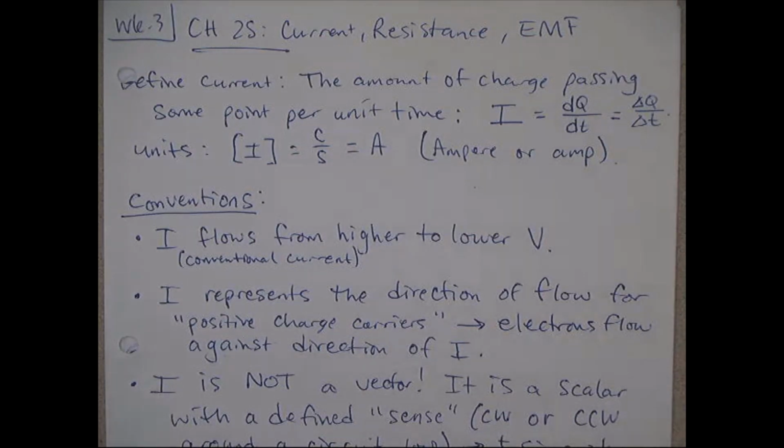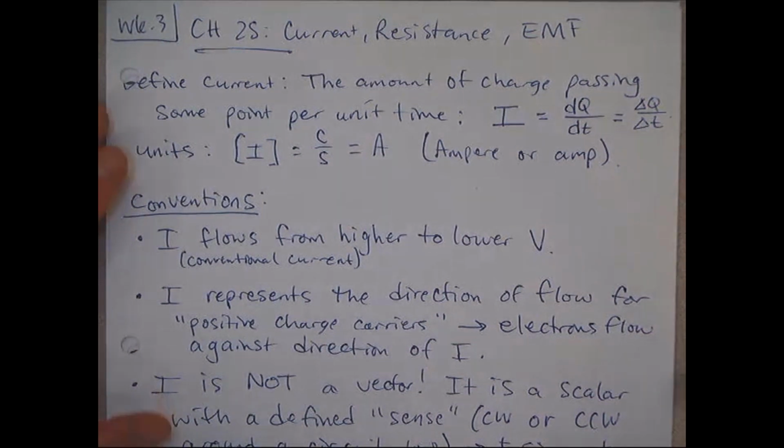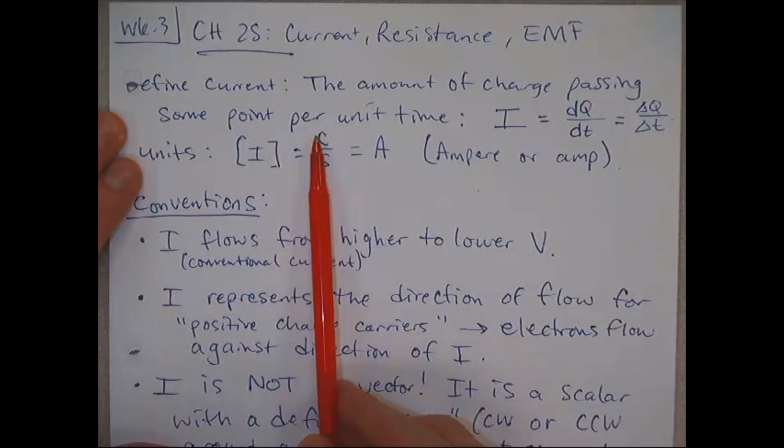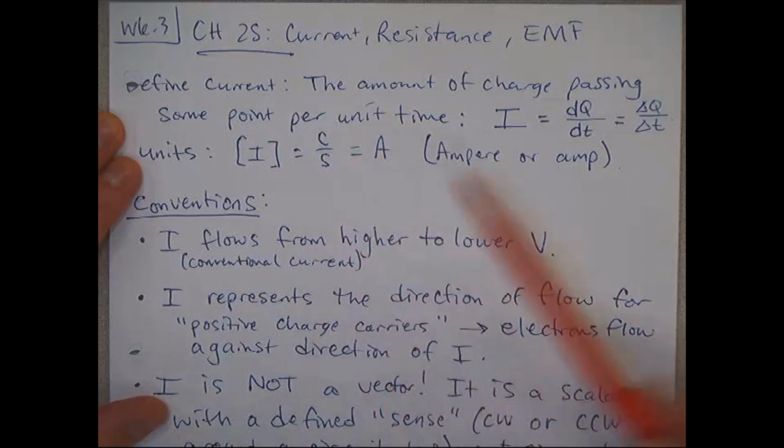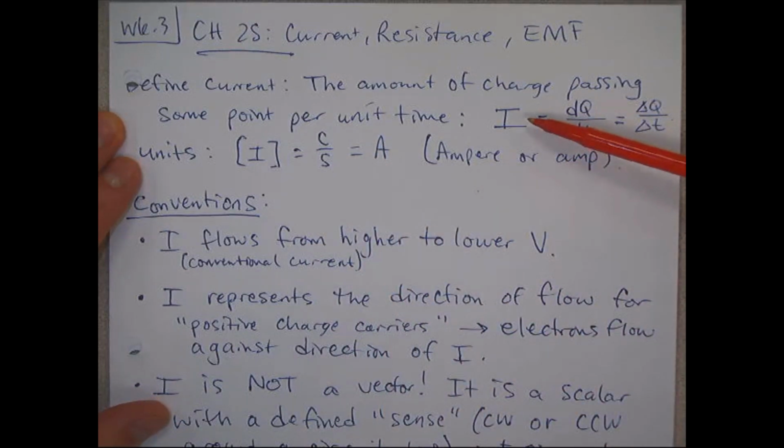In chapter 25 of Young and Friedman, we're introduced to current, resistance, and EMF. This is the beginning of electrodynamics for us, although we'll be dealing with primarily situations of constant current. We'll define the current as the amount of charge passing through some point of your circuit per unit time. The symbol we use for current is I.